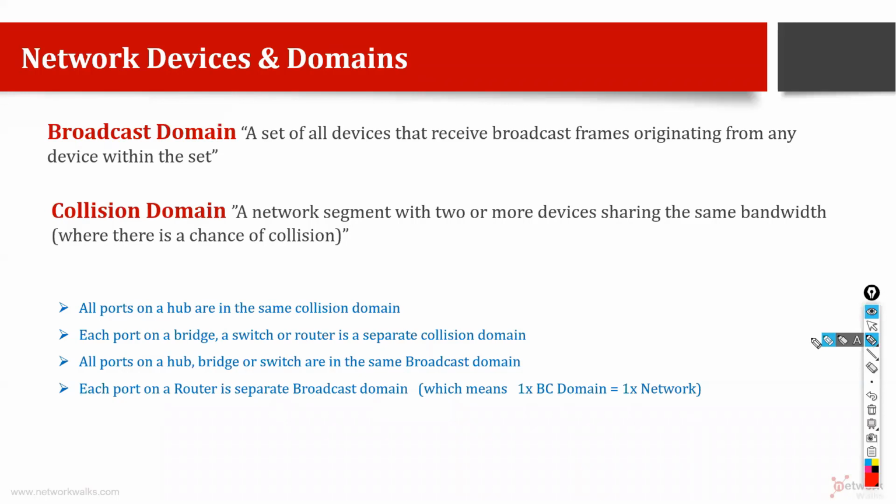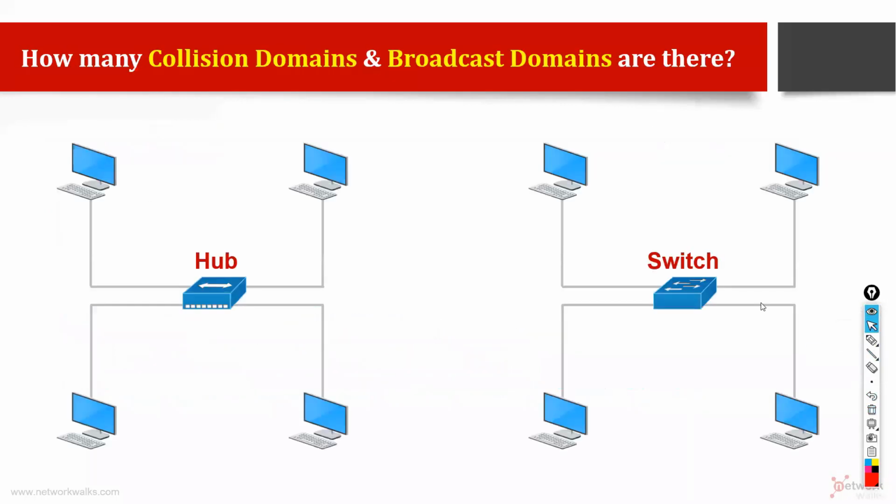So all ports on a hub are in the same collision domain. Each port on a switch, bridge, or router is one separate collision domain. So let's do some exercises now quickly. Then we will do the practical lab after that.